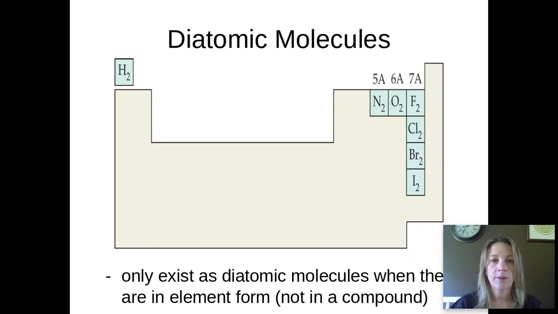Another thing to be able to pick out from the periodic table are your diatomic molecules. These are important to memorize, and there are 7 of them. You have hydrogen up here in the upper left corner, and then the rest of them are found over here on the right. They're all nonmetals, but hydrogen is over here in group 1. So we have nitrogen, oxygen, fluorine, chlorine, bromine, and iodine.